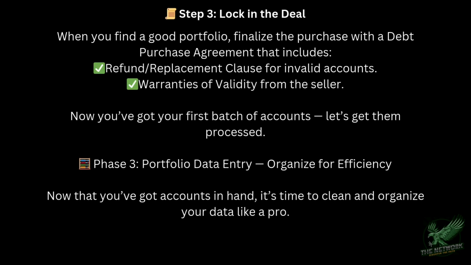So step 3, lock in the deal. When you find a good portfolio, finalize the purchase with a debt purchase agreement that includes a refund replacement clause for invalid accounts and warranties of validity from the seller. Now you got your first batch of accounts. So now you got to get these accounts processed. You want to make sure that everything is good to go, your purchase agreement, and make sure that you have a replacement clause, and make sure that you have a warranty from the seller. If somebody agrees to all of these check marks, then they're definitely a legitimate person to work with.